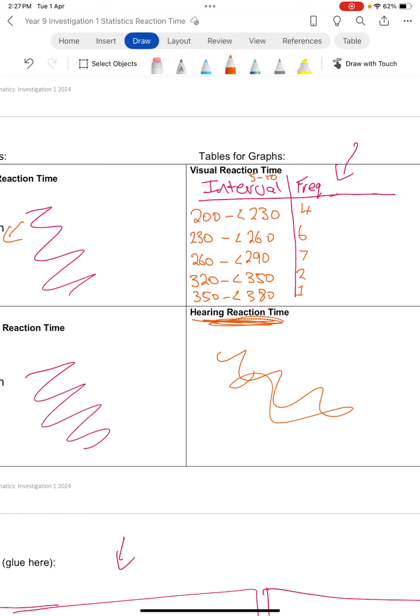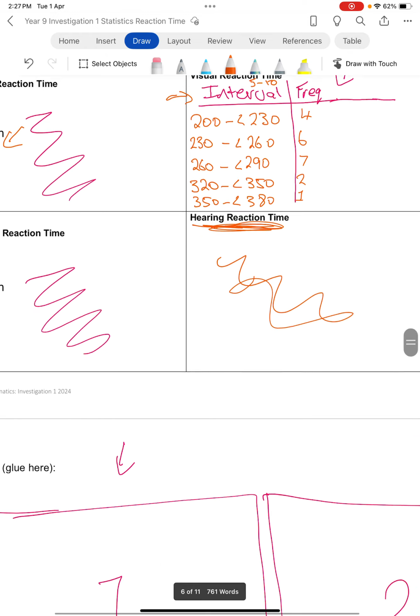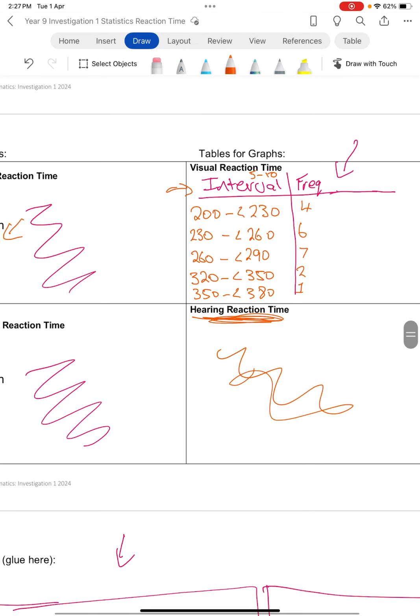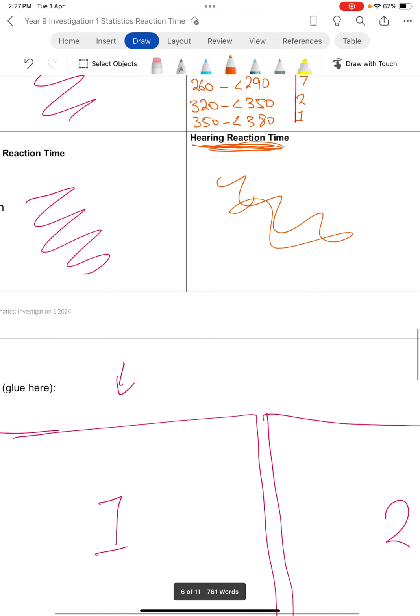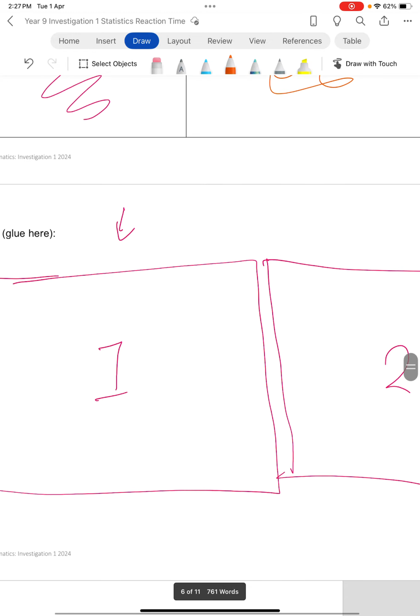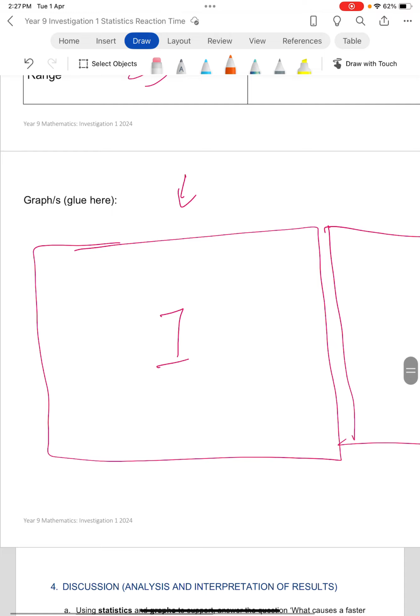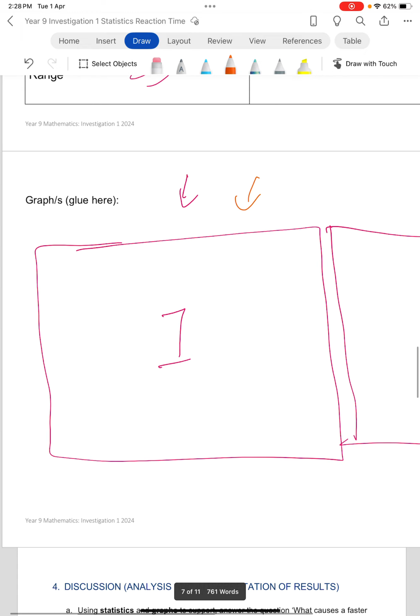So this first one would have been for the visual reaction times. This second one is for the hearing reaction time. After that's done, you'll ask the lovely relief teacher that you have today for a piece of grid paper. On the grid paper, you're going to make a histogram. Nothing too big. It needs to be able to fit on roughly half of this page here, because we want to fit 2 histograms on that piece of paper.